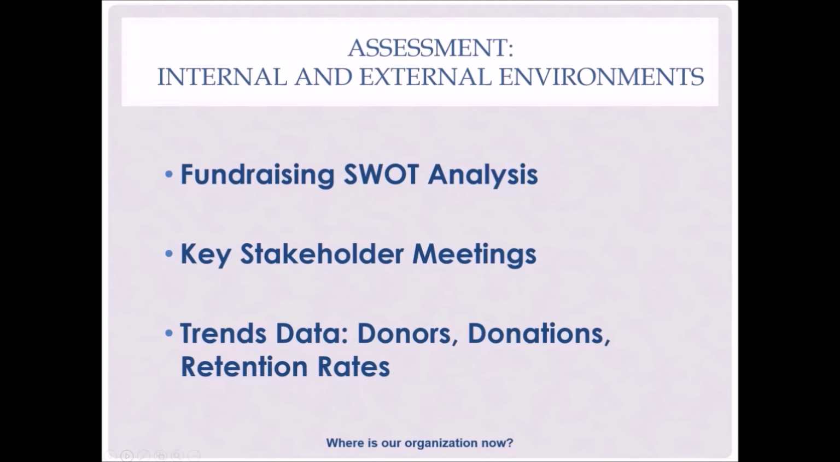Examples of strengths and weaknesses, things that are internal to your organization, could be: we just don't have the capacity to get enough grant proposals out the door, or our database is really outdated and we're not able to generate useful donor reports, or, a strength, our executive director has really strong ties to the local funding community, right?